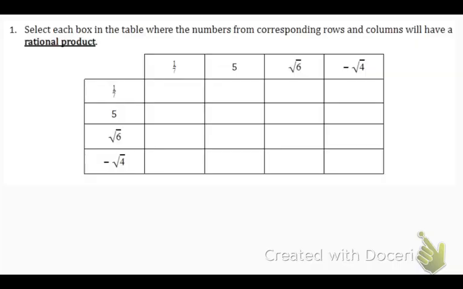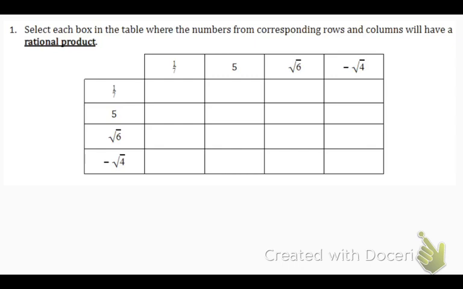So let's go ahead and look at example 1. They want to know which of these would have rational products. Now you just need to select each box, either putting an X or a check mark in the boxes that correspond to having rational products. But just for the purposes of showing you what you're essentially doing, I will show the work as well.